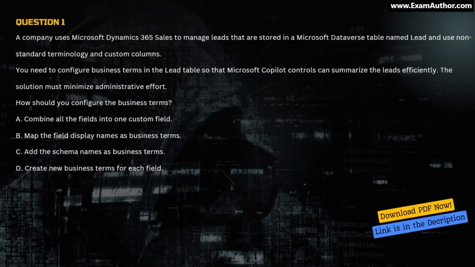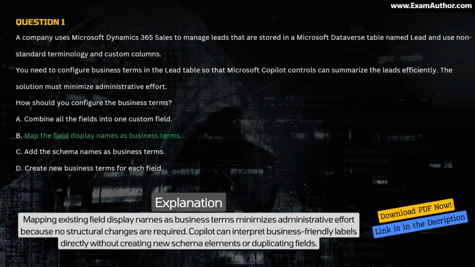A. Combine all the fields into one custom field. B. Map the field display names as business terms. C. Add the schema names as business terms. D. Create new business terms for each field. Correct answer B. Map the field display names as business terms. Explanation: mapping existing field display names as business terms minimizes administrative effort because no structural changes are required. Copilot can interpret business-friendly labels directly without creating new schema elements or duplicating fields.